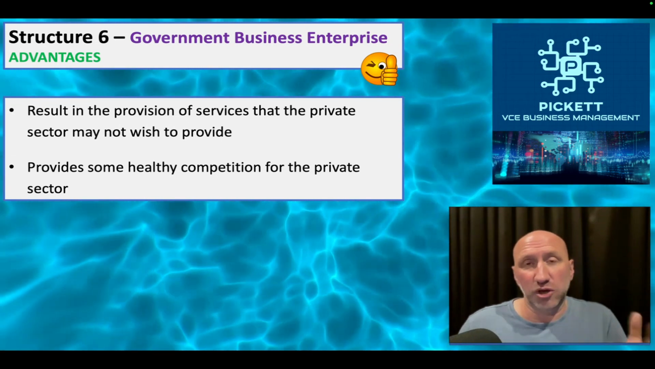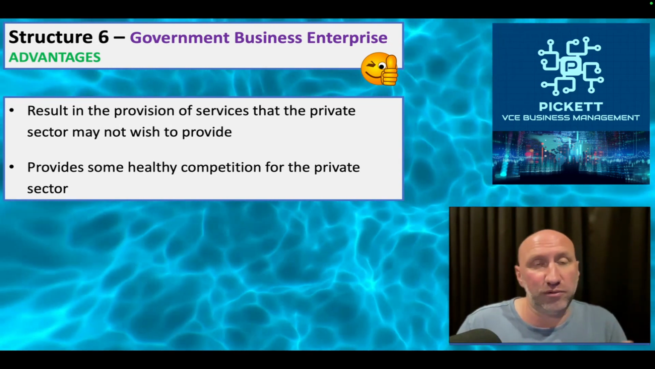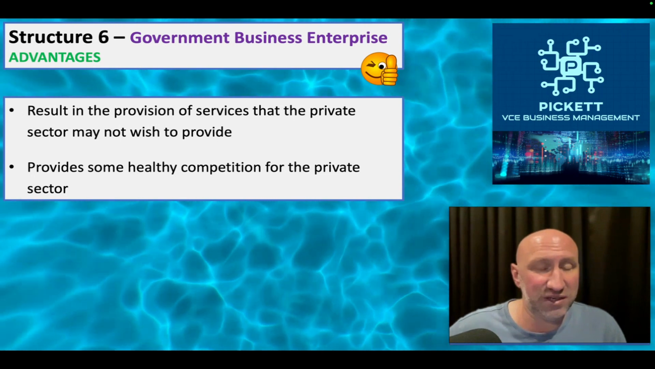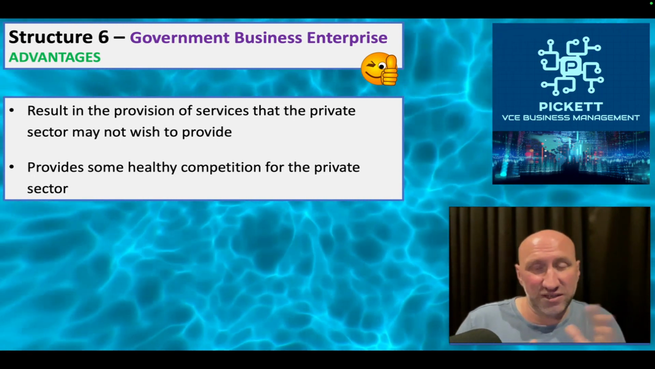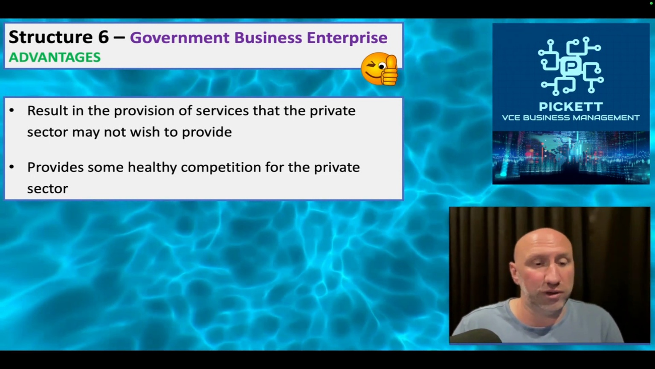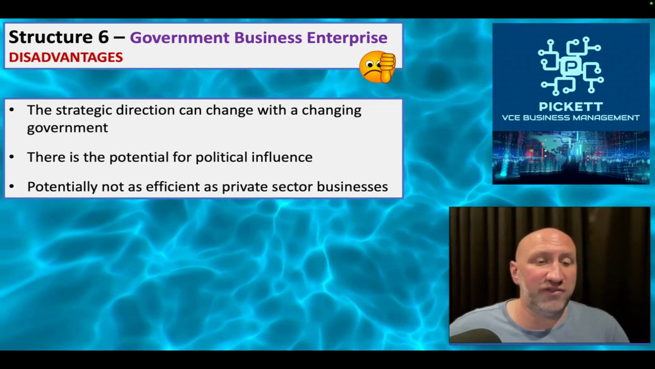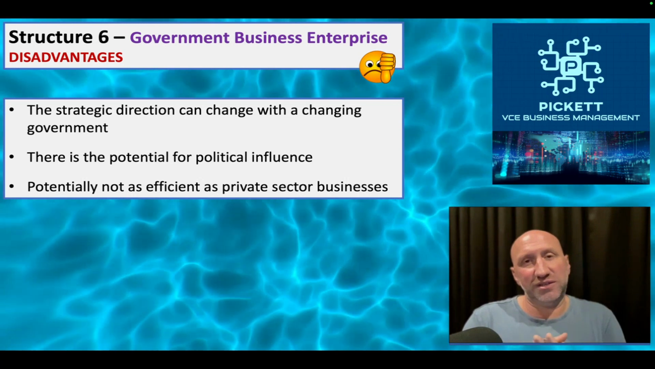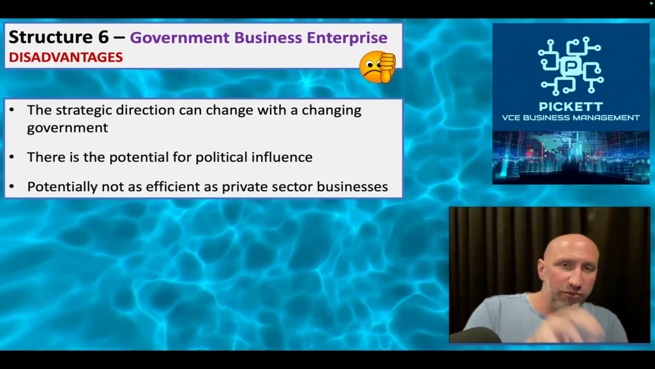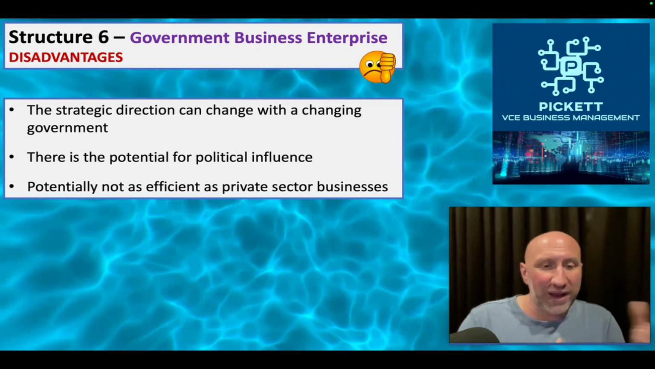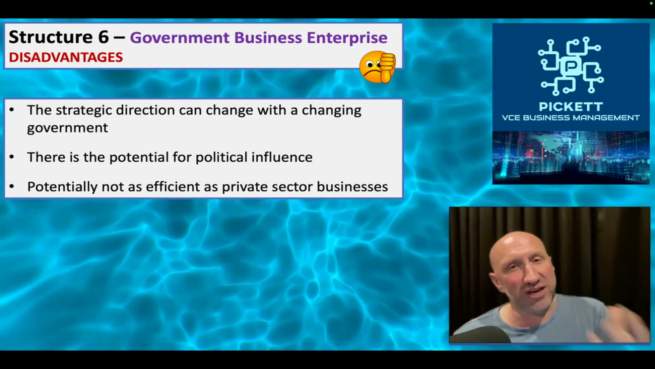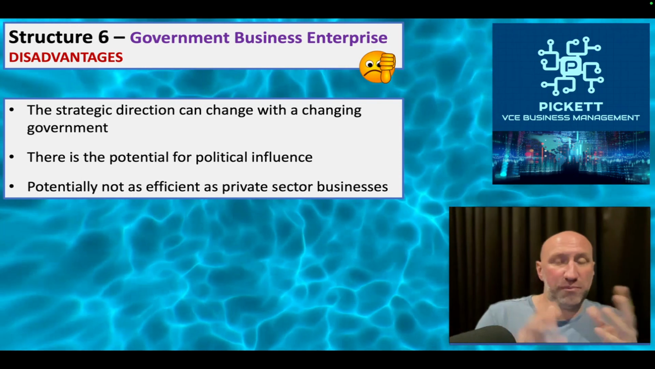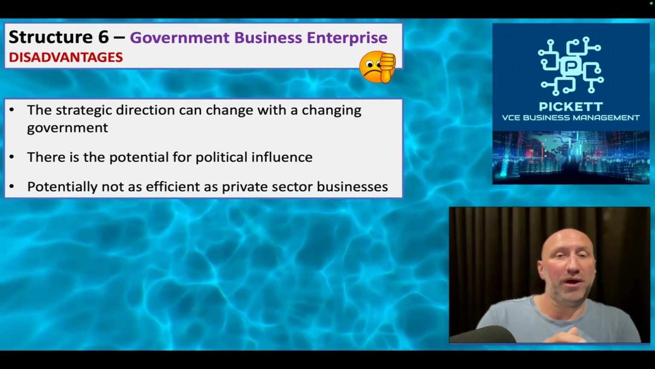So again, going back to courier services, Australia Post competes directly with DHL, for example, with some of those services, and it gives the private sector some good competition to go up against. Disadvantages: the problem with these is, as the government changes, from Liberal to Labor or back the other way, the strategic direction of these GBEs can change, because obviously the government policy changes. So that could be quite annoying.